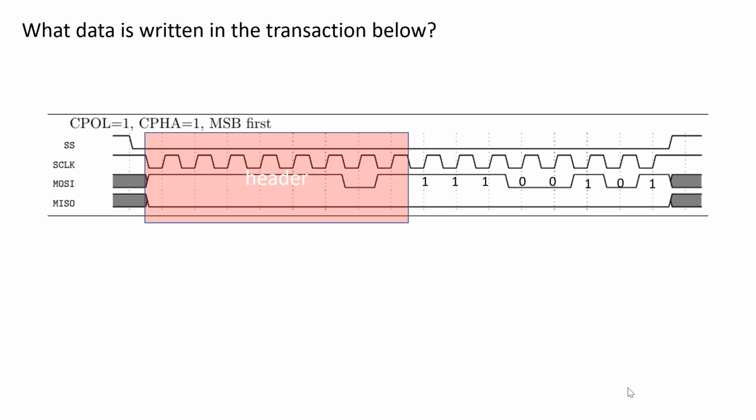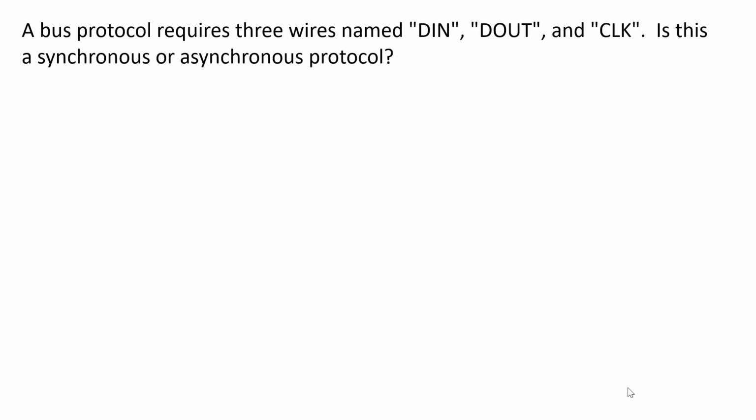1110, 0101. Okay, a bus protocol has 3 wires named D in, D out, and clock. Is this synchronous or asynchronous? Probably synchronous because there's a clock.